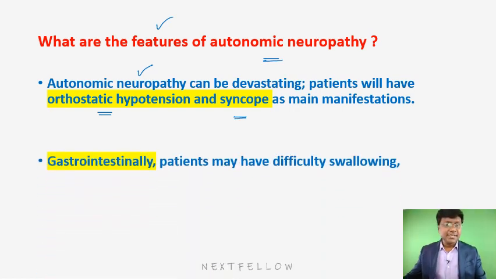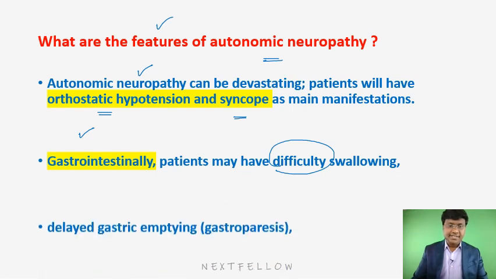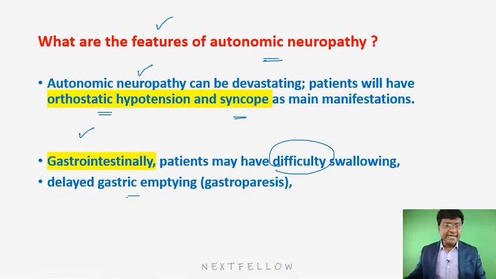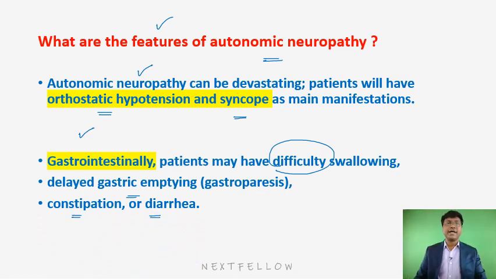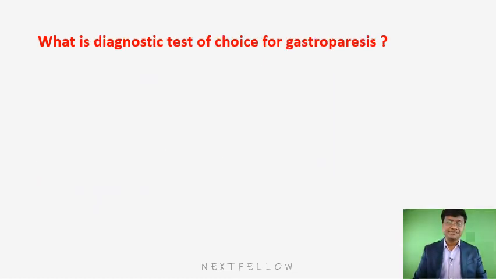And apart from that, even gastrointestinal abnormalities. Gastrointestinal abnormalities include difficulty in swallowing. There will be delayed gastric emptying, that is called gastroparesis. And there can be constipation or diarrhea. So these are the gastrointestinal abnormalities that you will see in patients with diabetes secondary to autonomic neuropathy, right? Next.